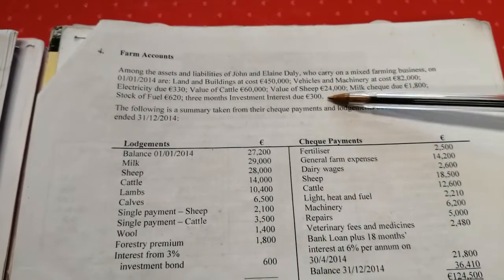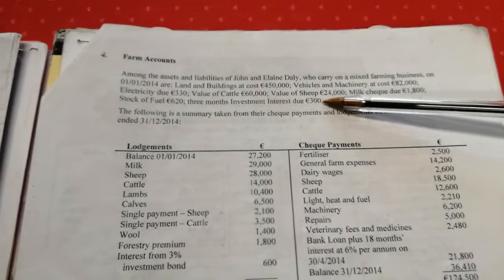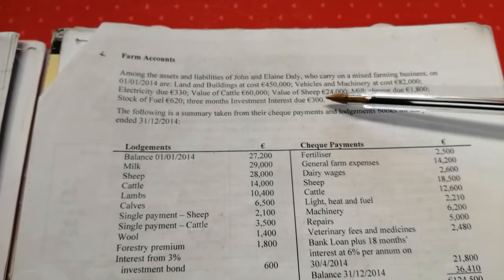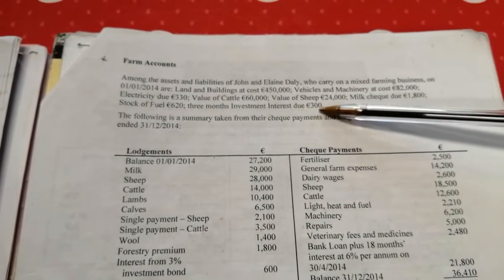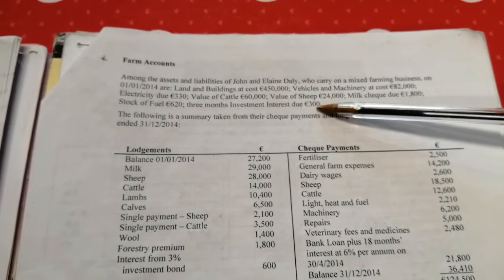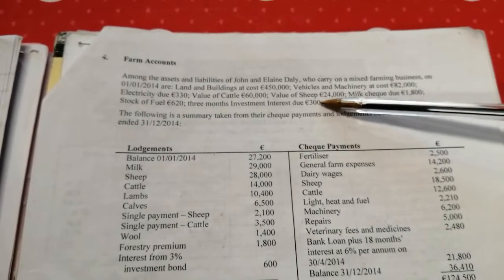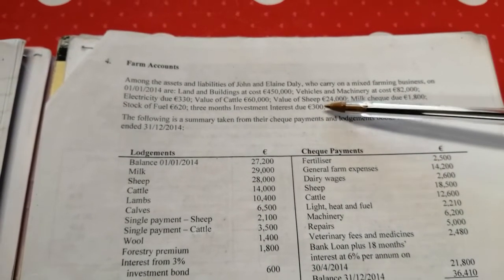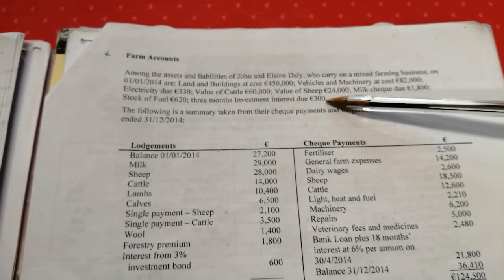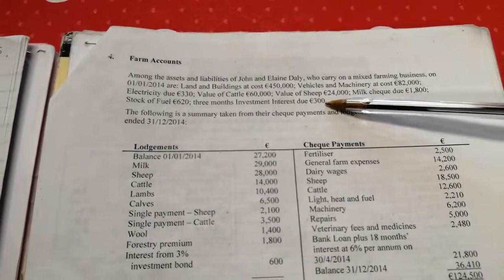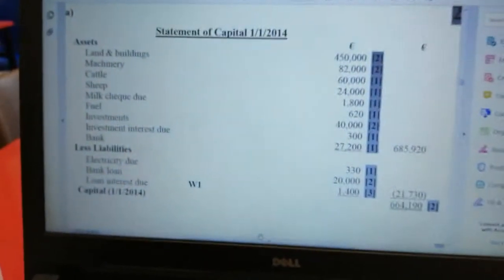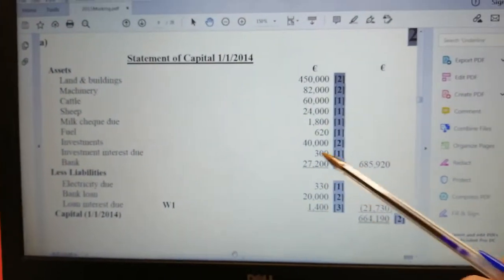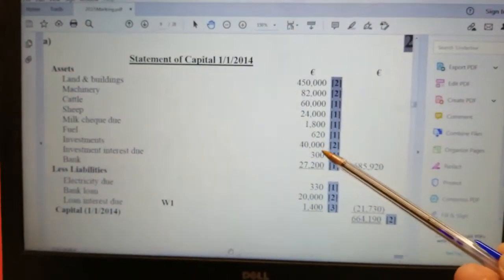The second implication it has, though, is that this is due at the start of the year, and it's due to you, to the farm, because the farm made the investment. So the interest from the investment should be coming as a reward, if you like, to the farm. So this is money that's owed to them. It is an asset. So this €300 needs to be put in with the assets at the start of the year in the statement of capital. So I'm just going to show you it up here on the solution. Investment interest due 300.